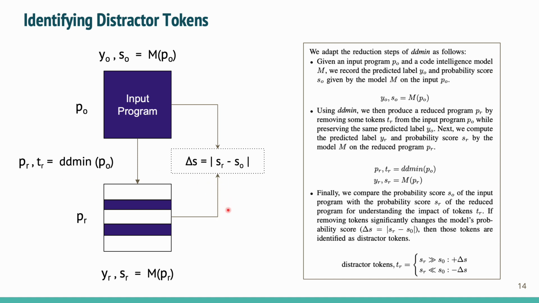If removing tokens significantly changes the model's probability score, then these tokens are considered distractor tokens. In this experiment, we consider a token a distractor if removing it from the input program increases or decreases the probability score of the model by at least 10%.